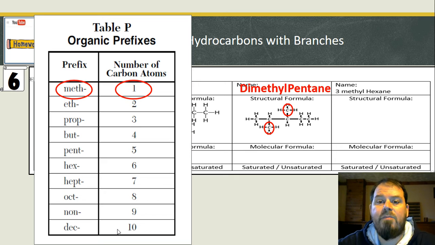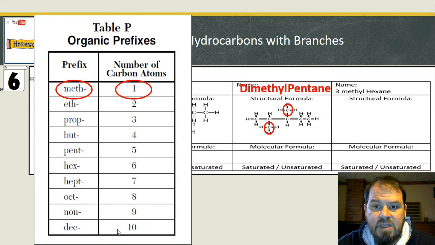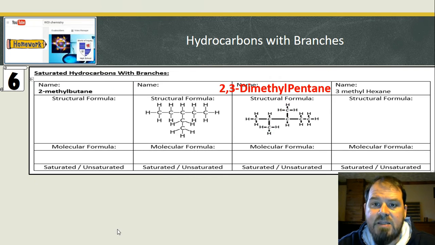So if I count from your left to right, the first one's on the second one, and the second one is on the third one. I said that right. If I count from your right to left, the first one would be on the 3rd carbon, and the second one would be on the 4th carbon. Well, 3,4 is higher than 2,3, so 2,3 wins. So I'm going to say 2,3 dimethyl.